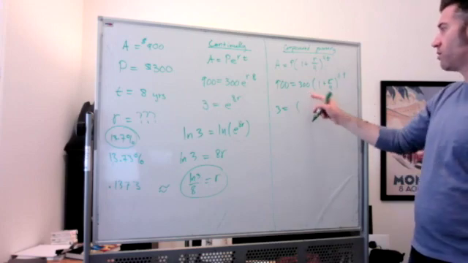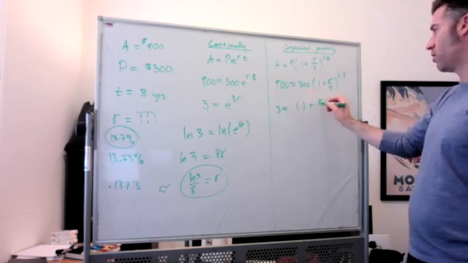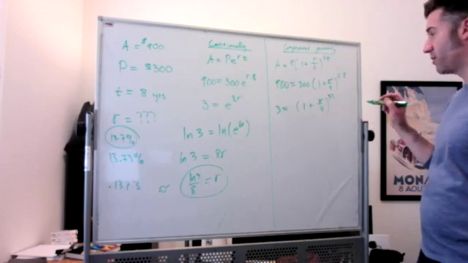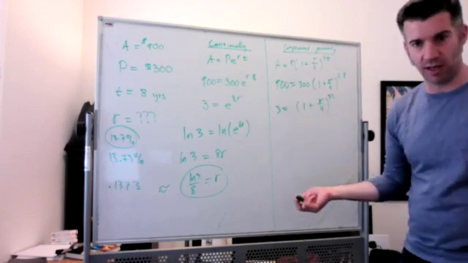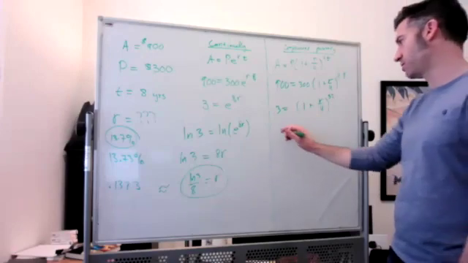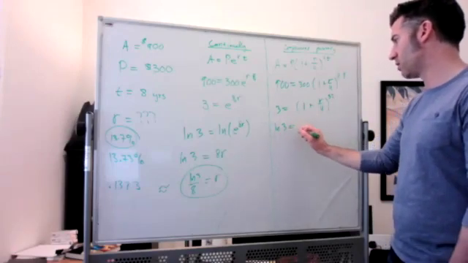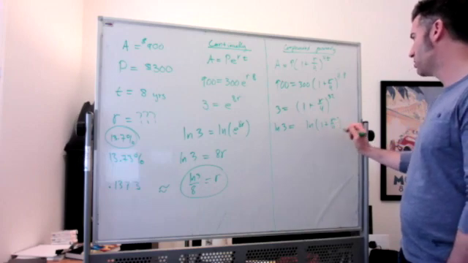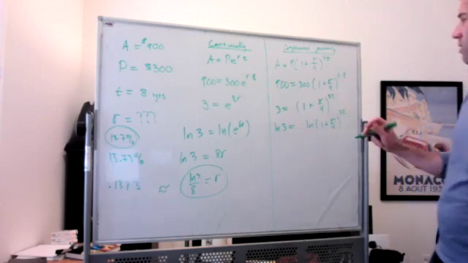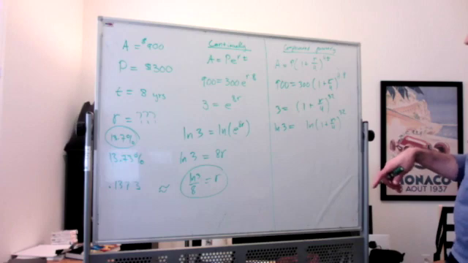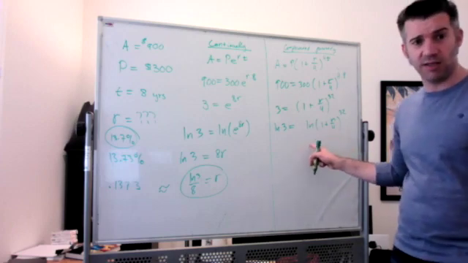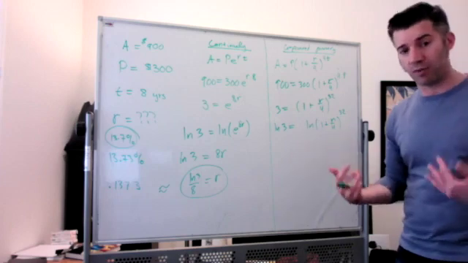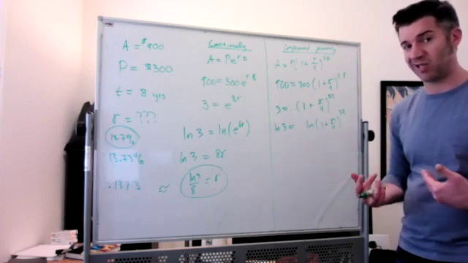So then 3 equals 1 plus r over 4, to the power 4 times 8, which is 32. Take the natural log of both sides, or whatever base you like. I'm still a fan of the natural log. Natural log of 3 equals the natural log of 1 plus r over 4 to the 32. Is this what I want to do? Maybe I don't want to take the natural log of both sides. So here I've done something that might not be right. I didn't do anything wrong per se. It just might not be the way that actually gets us to solving for r.